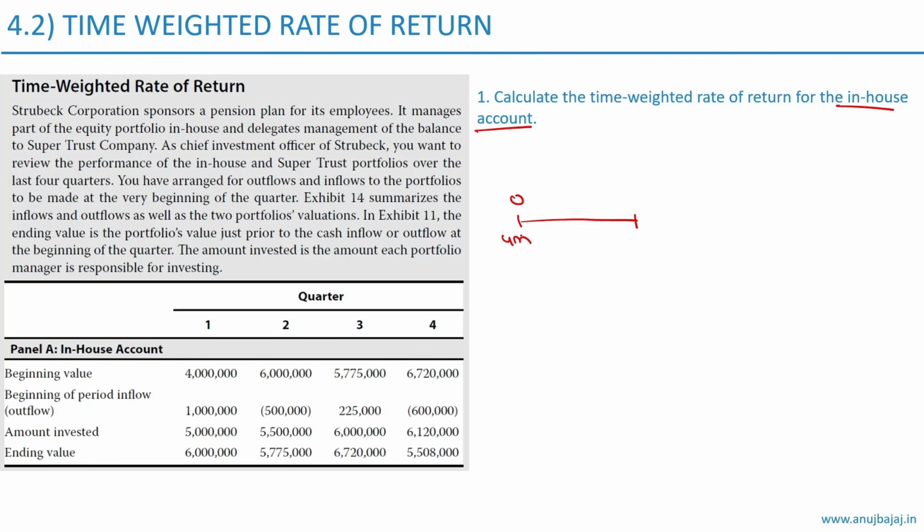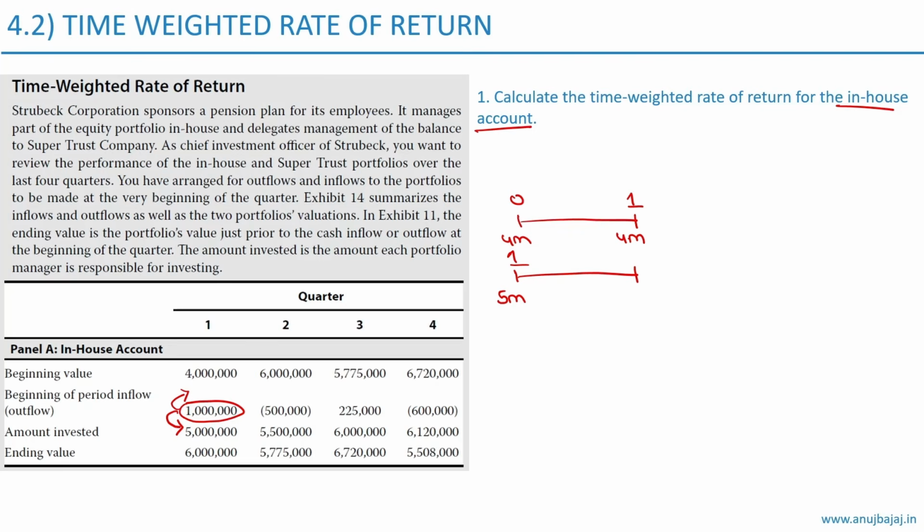Now let us see when does the next cash flow occur. The cash flow occurs at the beginning of the first quarter. This is a cash inflow. So the value right before this cash inflow is 4 million. This is our first sub-period. Our second sub-period starts right after this cash flow was made. So the value of the portfolio right after this cash inflow of 1 million was made is $5 million.